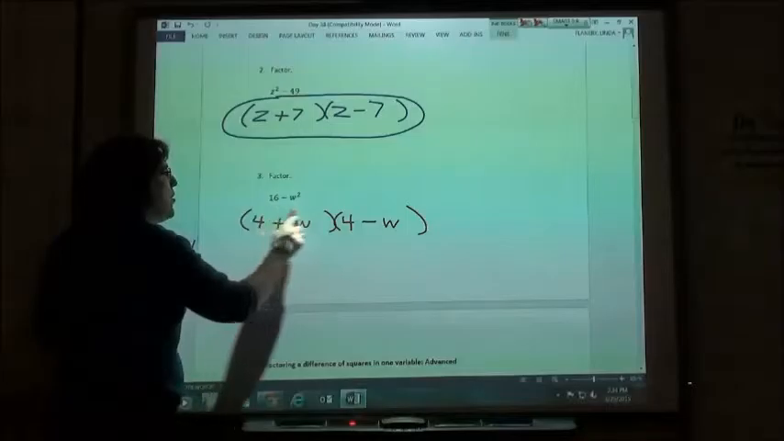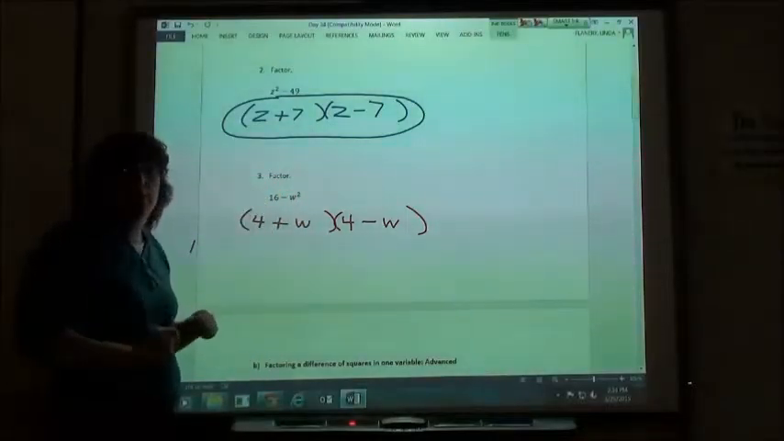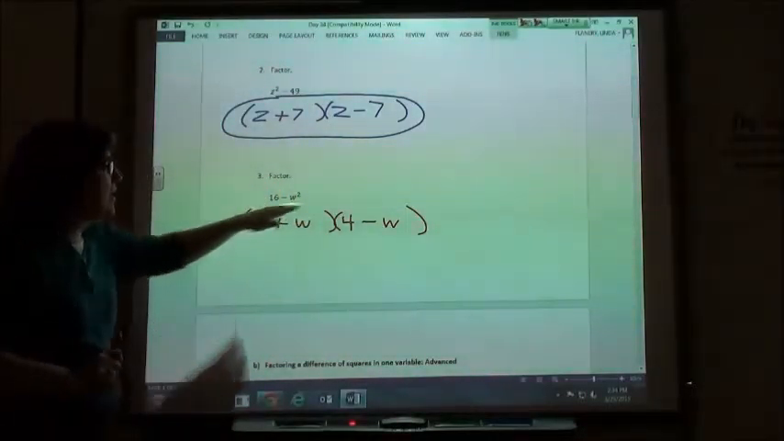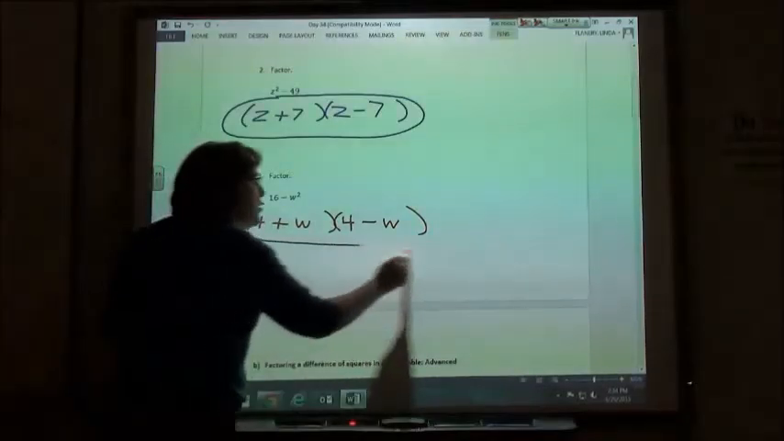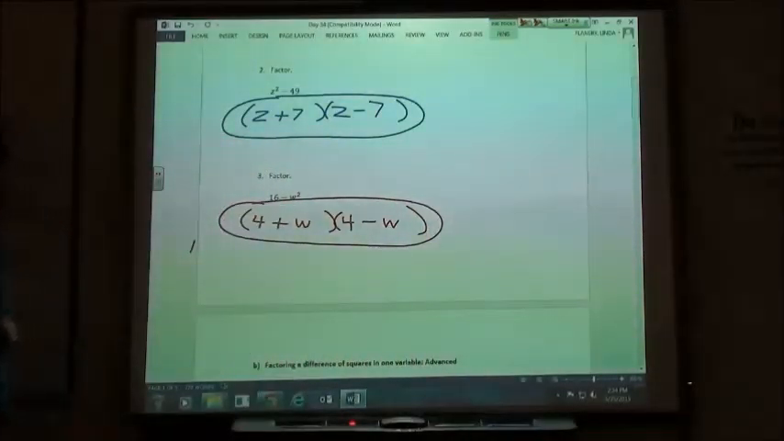So if you can start recognizing, oh, there's only two terms, are they both perfect squares? Then it makes your factoring a little easier because you know you should get conjugates, the same two terms, just with the opposite signs.